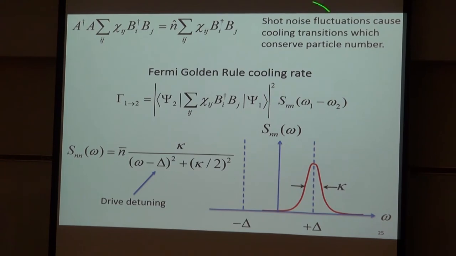So again, you can do Fermi's golden rule, and the cooling rate is the spectral density of the shot noise. Same physics here, and then there's some complicated many-body matrix element that has to do with how much, as the excitations zip back and forth, they modulate the dispersive shift of the cavity. That's that thing there.